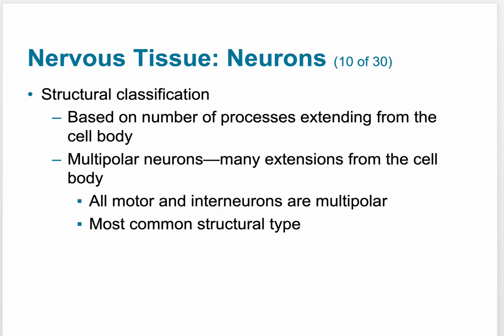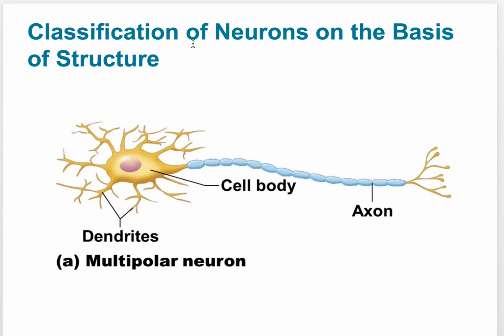Okay, all motor and interneurons are multipolar. So the majority of neurons in the body are multipolar. It is the most common structural type, and this is kind of what it looks like. So if you look at this, here's the cell body, and when you look at the projections that are coming off, you can see, here's 1, 2, 3, 4, 5, 6, 7, 8, 9, and then here it would be like 10. Here's the axon.